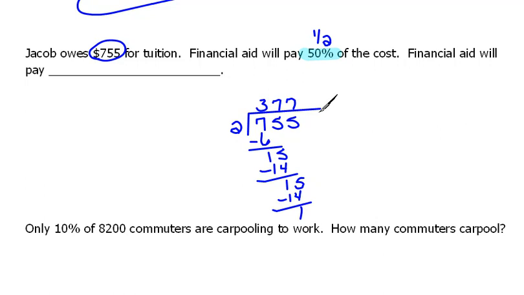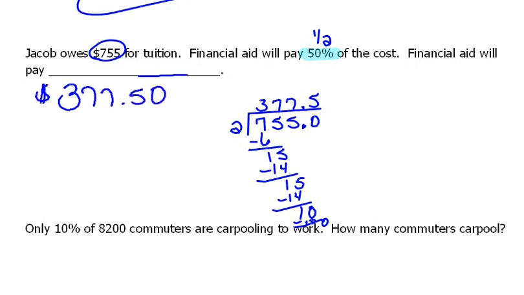Subtract. Now, we don't want to leave this with a remainder because we're talking about money here. So let's put in our decimal and add a 0. Don't forget to line your decimal up. So now 2 will go into 10 5 times with now no remainder. So it looks like that financial aid is going to pay $377.50, and then he would pay $377.50, so that they're each paying half.